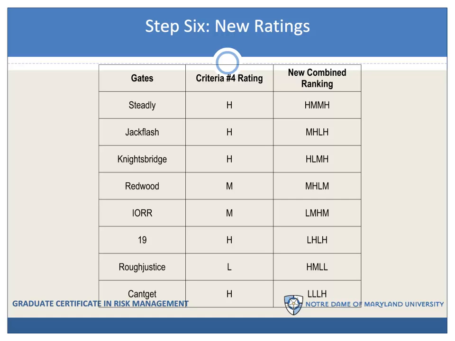Step 6 is a repeat of step 2. However, now you must rate each lock gate for the new criterion. Notice that Jack Flash received a high risk potential for criterion number 4. And now the new combined rating for Jack Flash is MHLH. Just a hair worse than the Steadley lock gates.